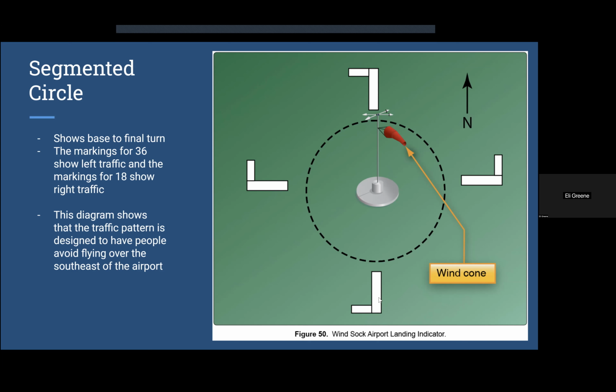And then you also have a windsock. The windsock is saying that the wind is coming from this direction, right? So the proper runway to land on would be this runway because you want to land into the wind. So it shows the base to final turn. Where's the 36 in the figure? We kind of have to imagine that.